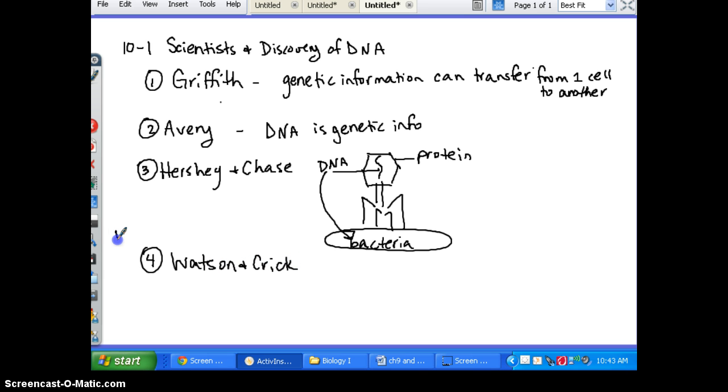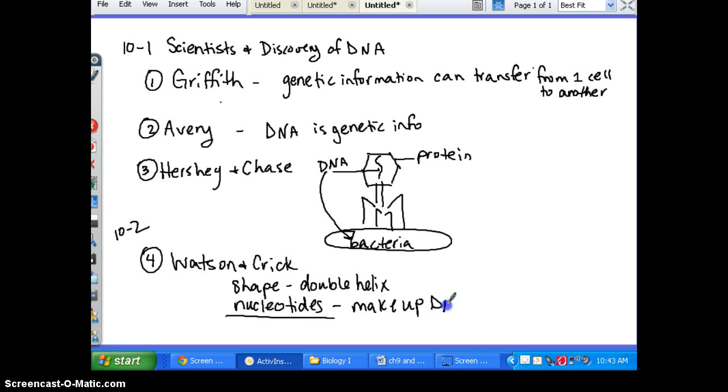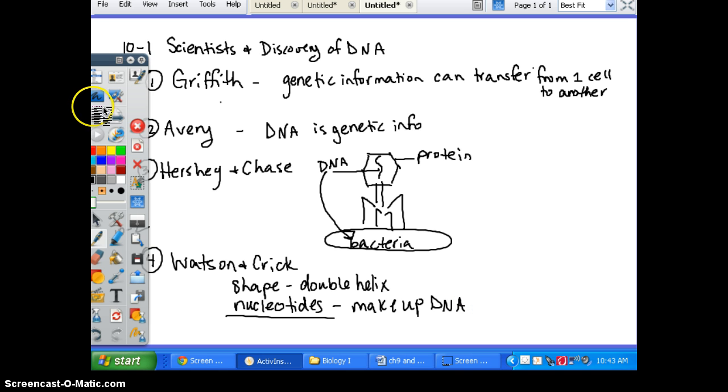Okay, so then the next scientists were Watson and Crick. And in your notes packet, this actually starts 10.2 of your notes. Watson and Crick came up with the shape being a double helix. They confirmed what the shape was and how it was made up. And they showed that repeating units called nucleotides make up the DNA. You will need to be able to identify the parts of this nucleotide.